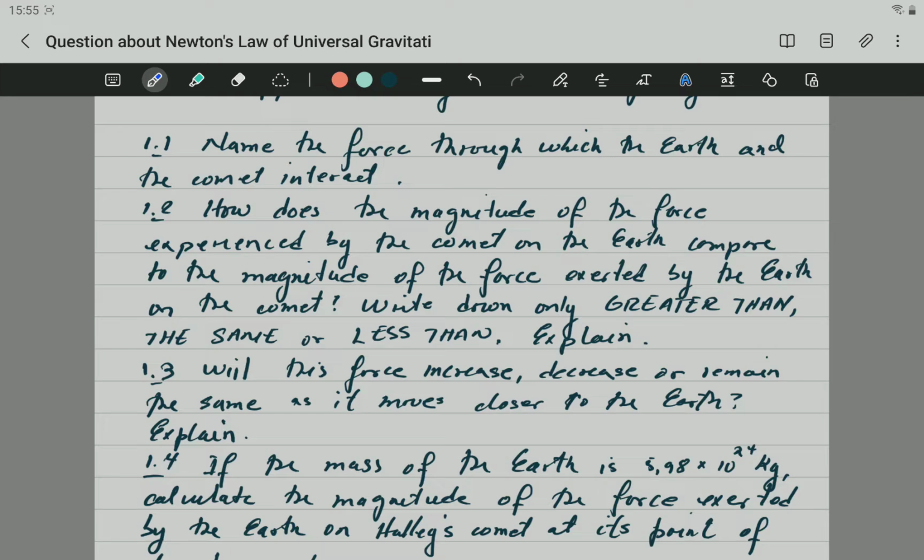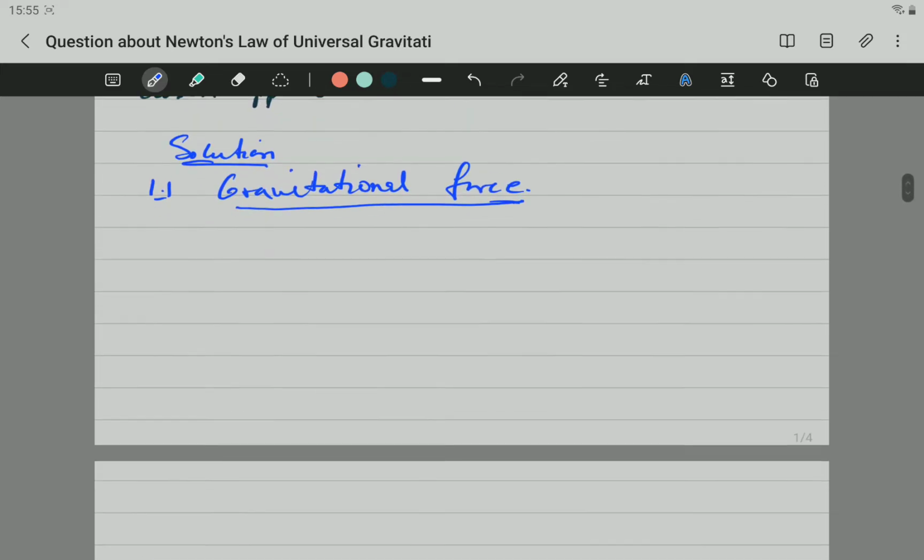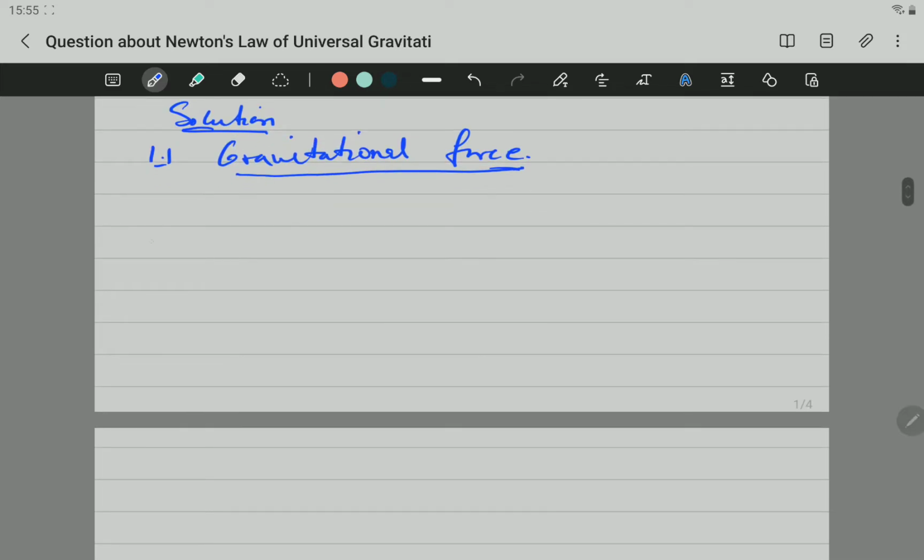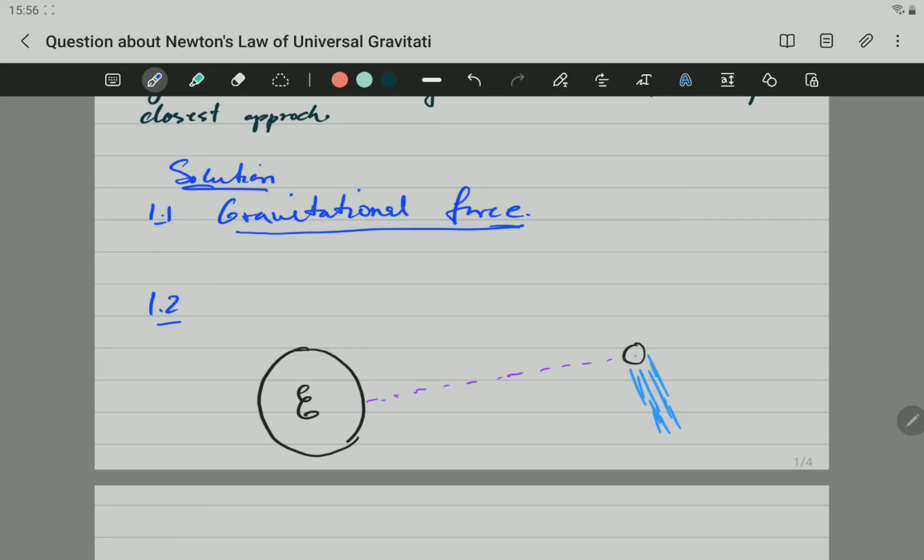This has to do with Newton's law. You have to write down only greater than, the same, or less than, and then you have to explain. So we have 1.2, we have the comet and we have the Earth. This is more or less a graphical representation of what is happening. The comet is moving in one direction. We don't care in what direction the comet is actually moving. It is just moving, and it is a certain distance from the Earth.